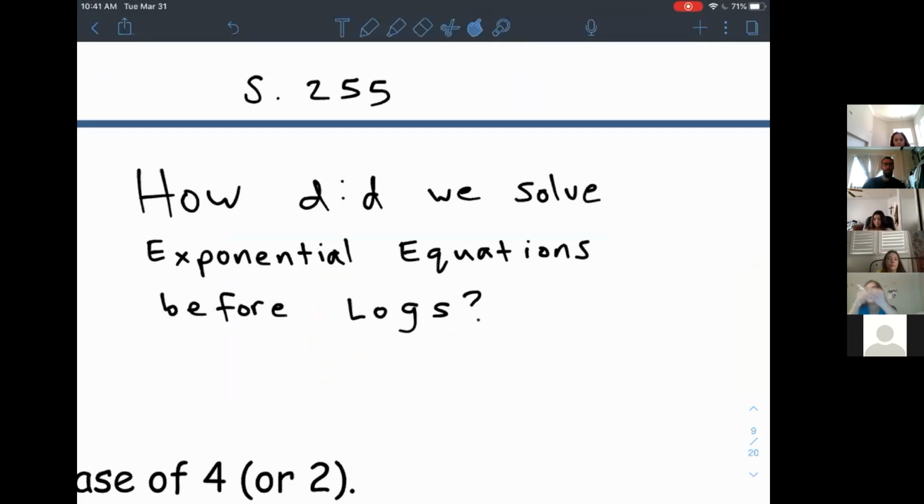Again, this is on page 255, and I want to start off with a quick question. I know this is one of our first times that I've been asking y'all to answer questions since we've gone to remote learning. But if you know the answer to this question, how did we solve exponential equations before we learned about logs? Please either unmute yourself or type it into the group chat. Give about 15 seconds here to see if anyone knows or recalls how we solved exponential equations before we knew about logarithms.